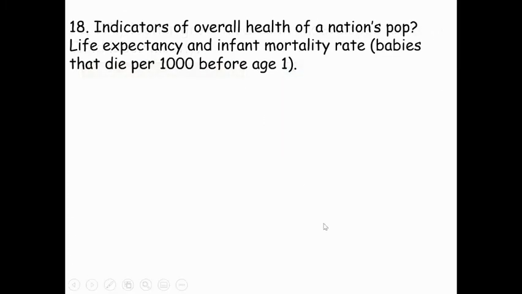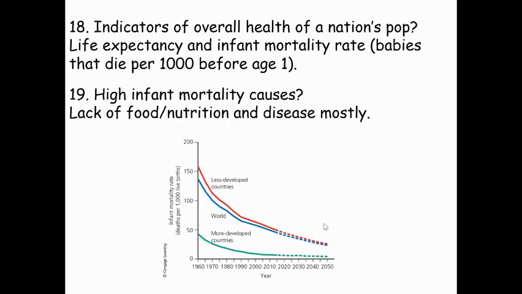All right, so how do we know a nation's population is healthy? So life expectancy and infant mortality. So if you have a high life expectancy and a low infant mortality, you have a very healthy population. Causes for high infant mortality. It's primarily nutrition, also disease.